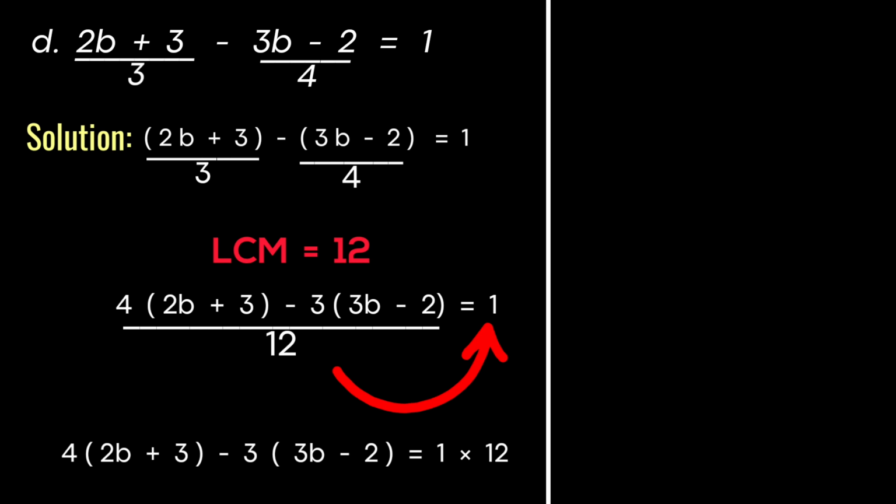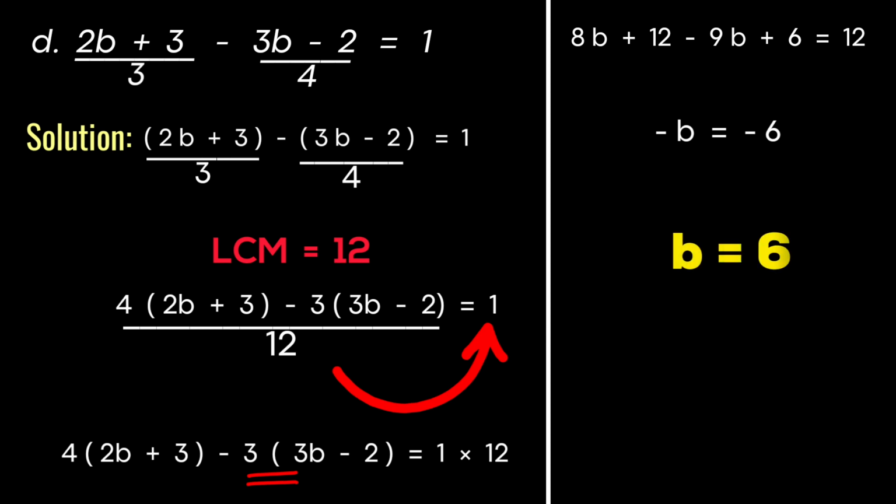Now open the brackets and solve the equation. We get the equation 8b plus 12 minus 9b plus 6 equals 12. The sign of the second bracket changes because minus 3 when multiplied by 3b minus 2 gives the answer minus 9b plus 6. On solving the equation we get minus b equals minus 6, that is b equals 6.